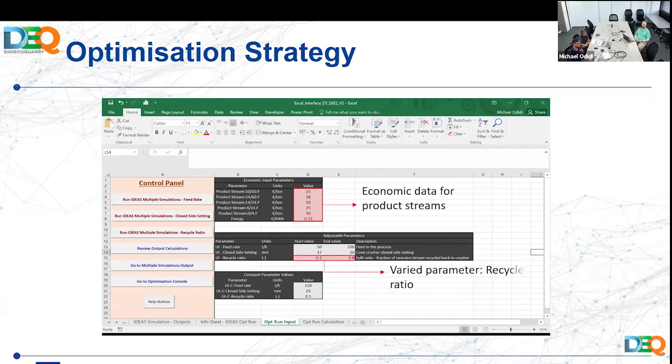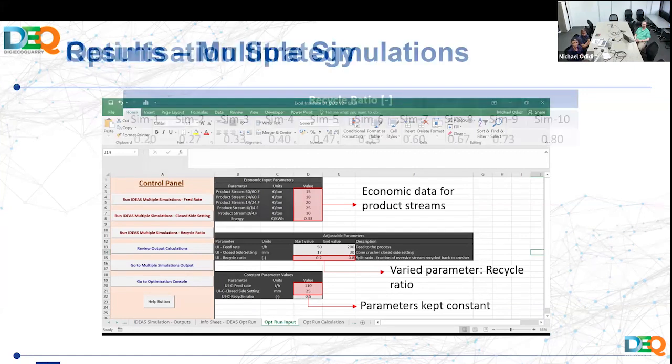And for the purpose of this presentation, we're going to look at varying the recycle ratio. The other parameters are going to be kept constant. So this is going to be a single parameter varying optimization strategy, if you want to call it that. So here are the results.